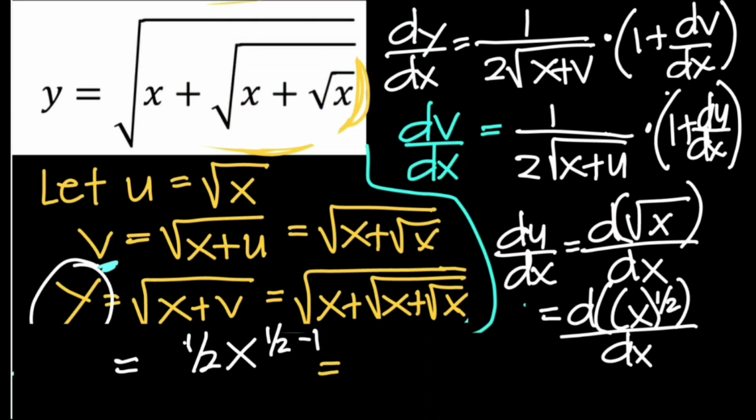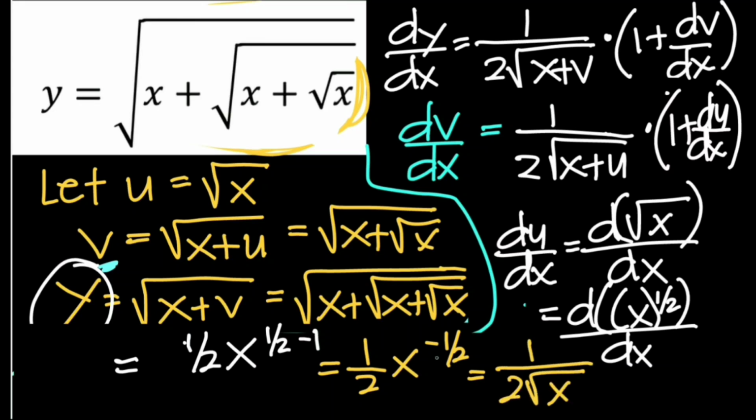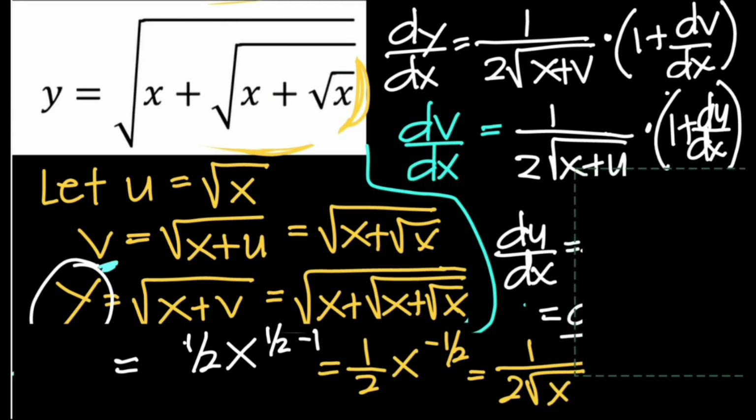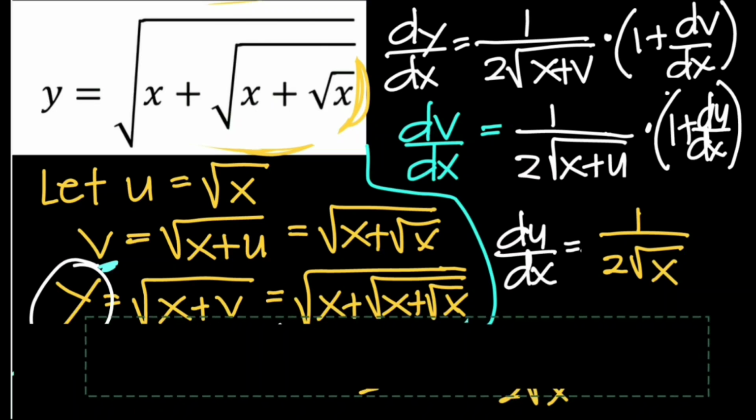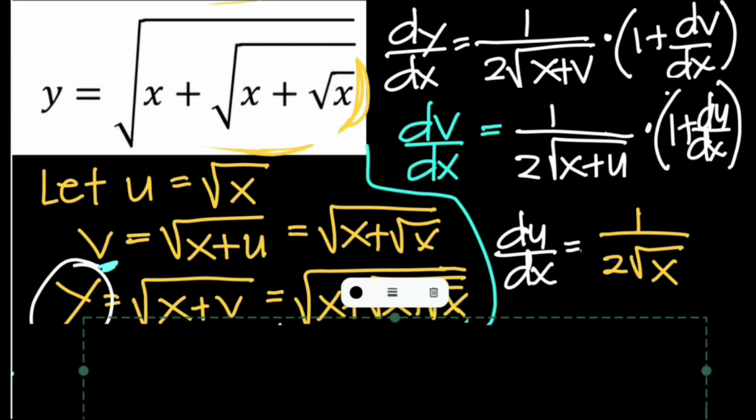And we can simplify this as 1/2 x to the negative 1/2, or just 1 over 2 square root of x, because x to the negative 1/2 can be written as 1 over x to the 1/2, or 1 over square root of x. So now we already have du over dx. So let's write du over dx here. That is 1 over 2 square root of x. And now we can solve everything.